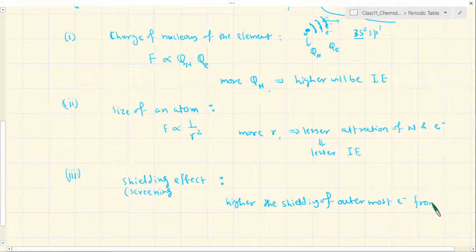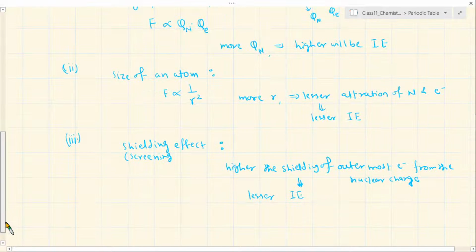from the nucleus, right? We are talking about the shielding of the electron from the nuclear charge. What is causing the shielding? The inner electron or any electronic arrangement which is in between. You can think about that nuclear charge. And that will make it a little bit easy to be removed, and therefore lesser will be the ionization energy.